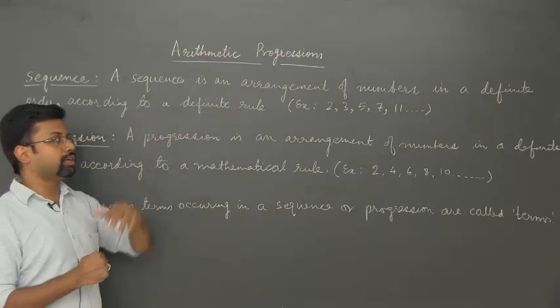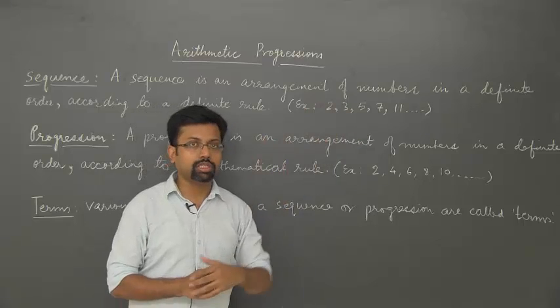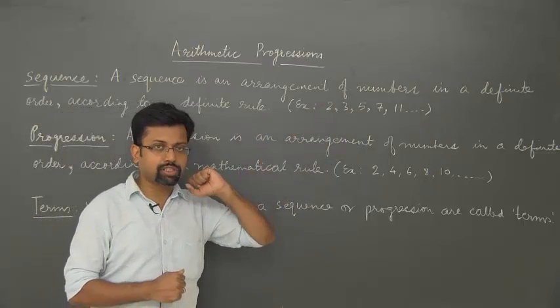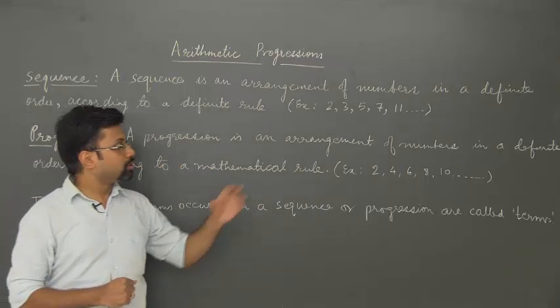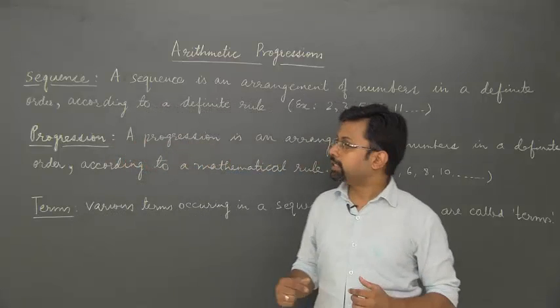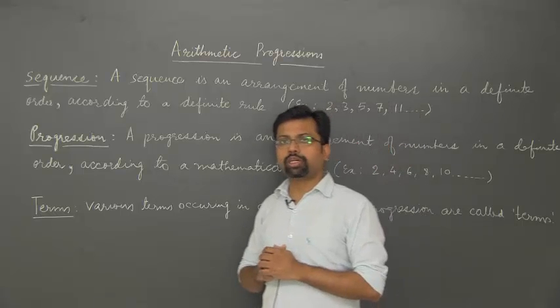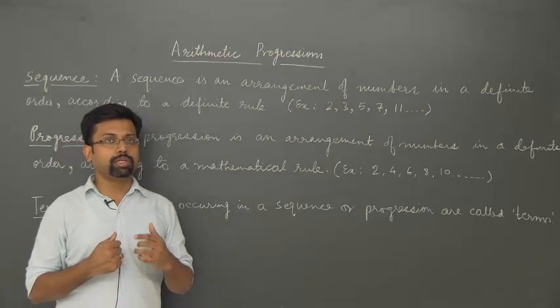What is the rule that governs this particular sequence of numbers? All the numbers that you see are prime numbers. So the rule governing this given sequence of numbers is that the numbers are prime numbers. So this is a definite rule according to which the numbers have been arranged and hence this is called a sequence.